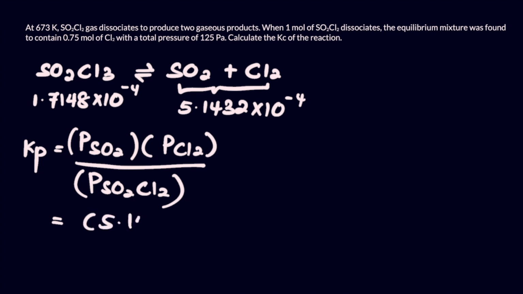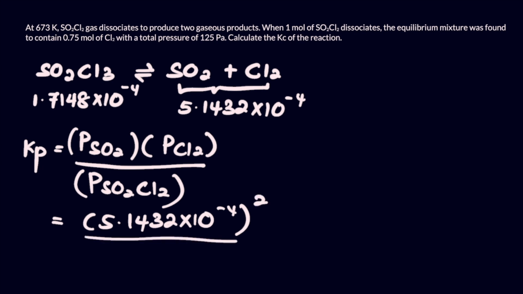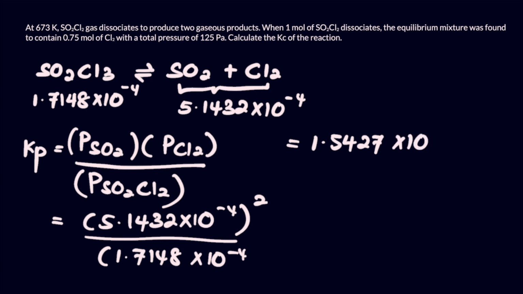So I'm just going to write 5.1432 times 10 to the power of negative 4, because this is the same value, so squared, divided by 1.7148 times 10 to the power of negative 4. Therefore, your Kp should be equivalent to 1.5427 times 10 to the power of negative 3. But if you look back at the question, you were asked to calculate the Kc, not the Kp. So we are just going to go through this again.